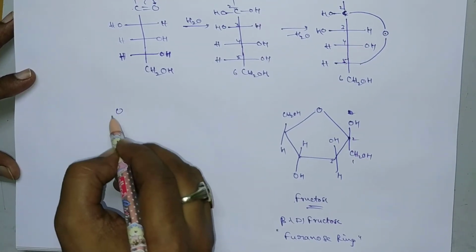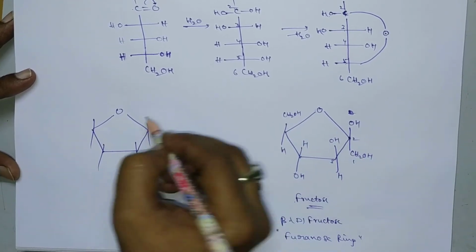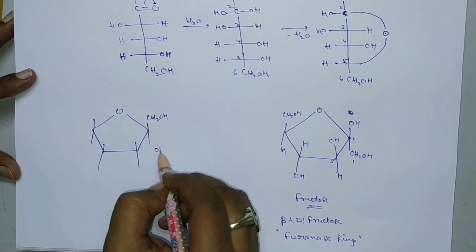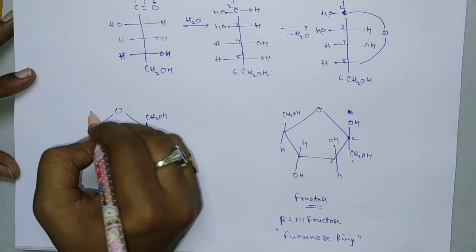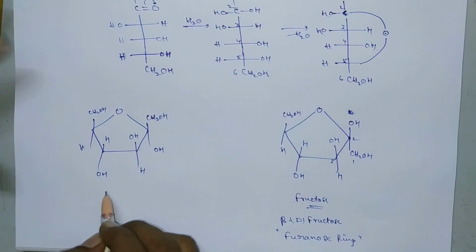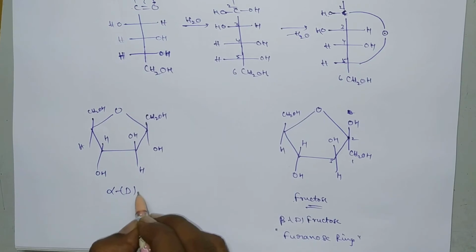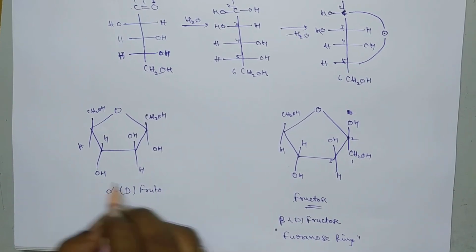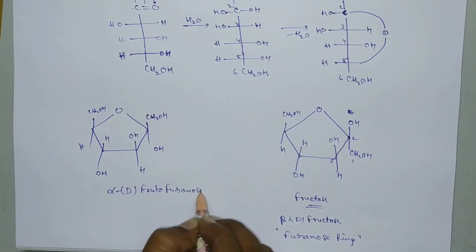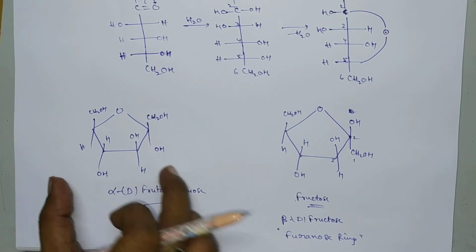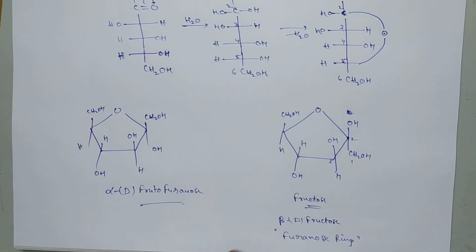Okay. So here CH2OH and OH here, the remaining are same, H and OH and H and CH2OH. So here it is called alpha form. This is alpha D fructose. It exists as a 5-member ring, so it is also called fructofuranose. Okay, alpha D fructofuranose. So fructose exists in the form of a 5-member ring. Okay, this is about fructose.